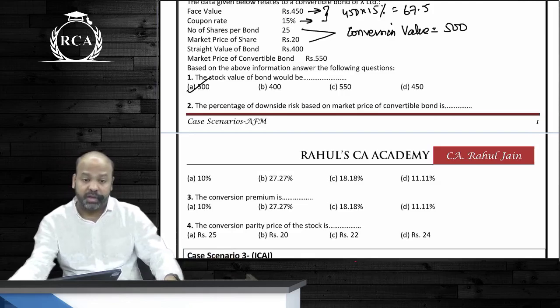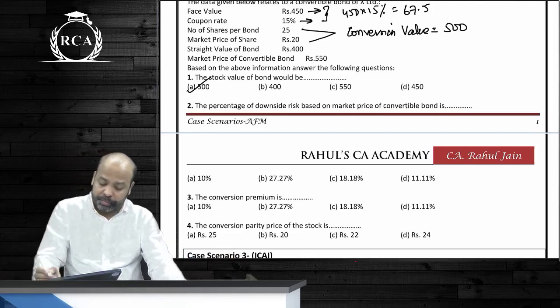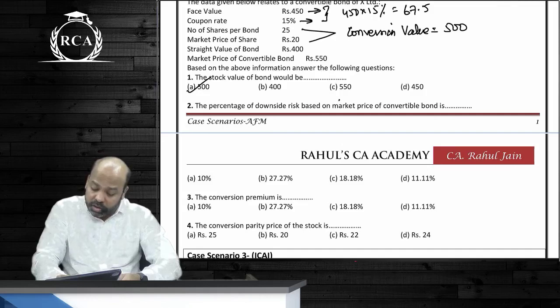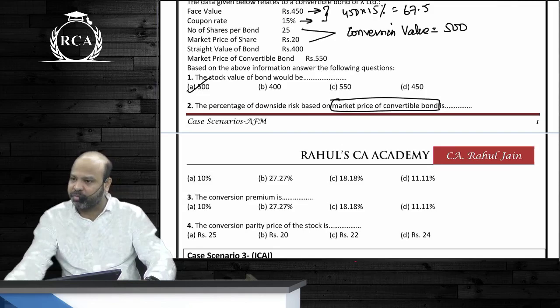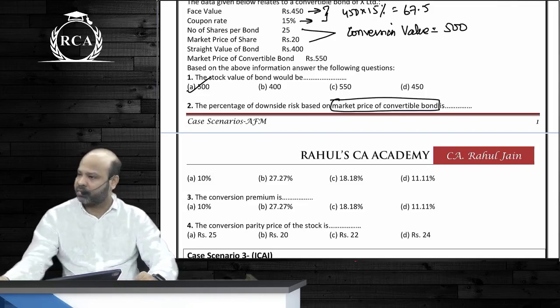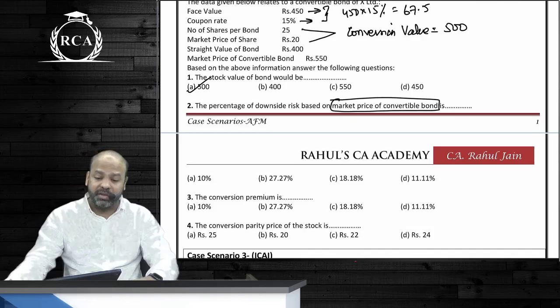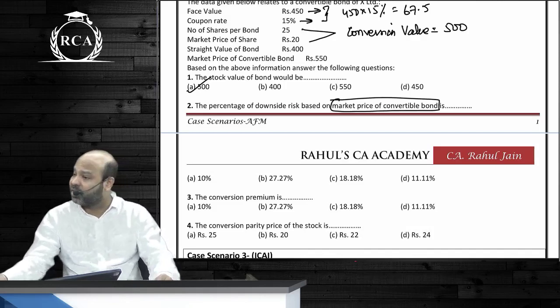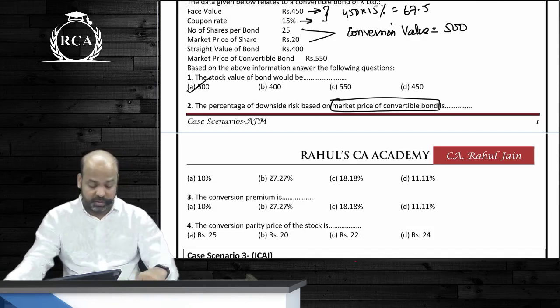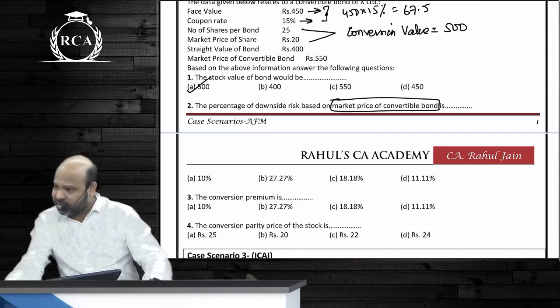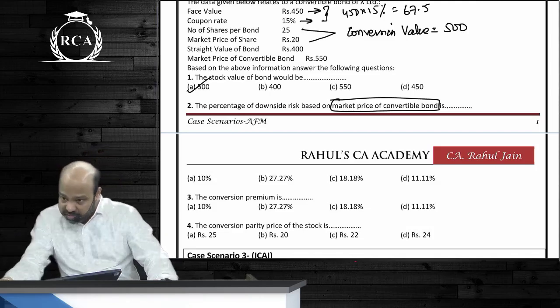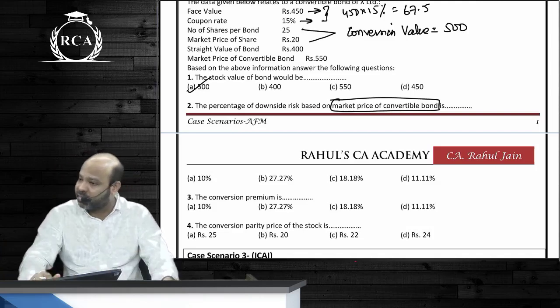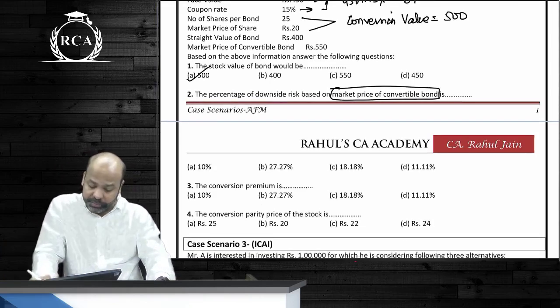Yes or no guys? Second bit बहुत important है. Percentage of downside risk based on, that means do not divide by straight value of a bond, divided by market price. Please mark that as important guys in the sentence and write वहां पे क्या लिखोगे? Do not divide by straight value, divide by market price. I repeat, underline that word market price guys and write do not divide by straight value, divide by market price. So how much will be the answer guys here?